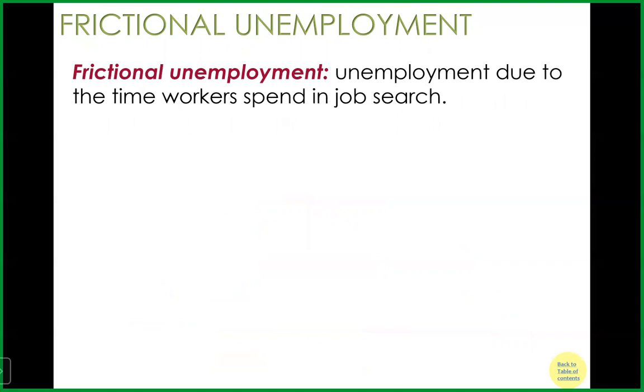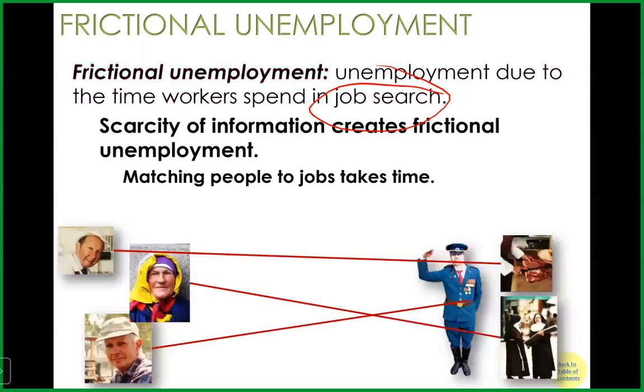The first one we call frictional unemployment. It's essentially unemployment because it takes time for you to search for the quote unquote perfect job. The reason I say quote unquote is that usually there's no perfect job, right? But something close to perfect. And this background picture essentially tells you why there's frictional unemployment.